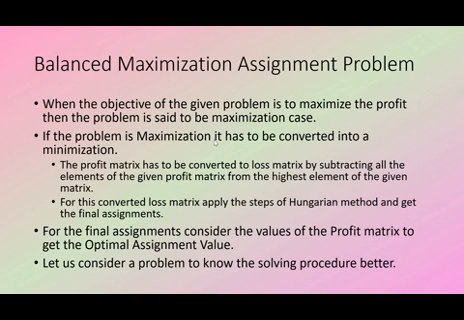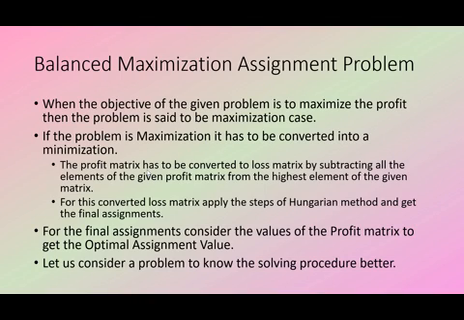If the problem is maximization, then we don't have a direct solution for it. It has to be converted into a minimization case problem because the algorithm that we have defined, that is the Hungarian method, solves only balanced minimization problems. So whatever maximization problem is given, we will have to convert it to minimization and only then we will be able to solve. So how to convert maximization to minimization, that we'll see now.